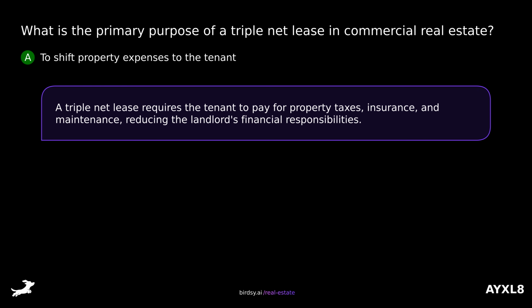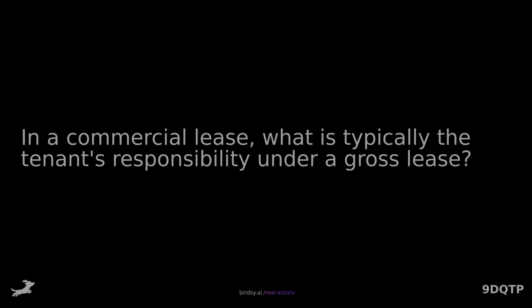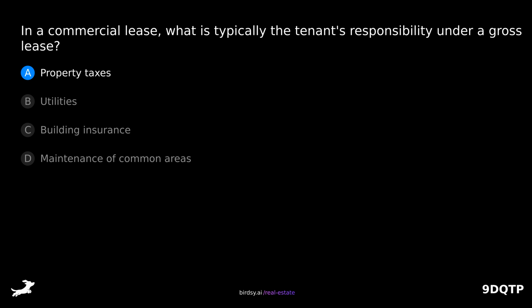A triple net lease requires the tenant to pay for property taxes, insurance, and maintenance, reducing the landlord's financial responsibilities. In a commercial lease, what is typically the tenant's responsibility under a gross lease? Is it A, property taxes? B, utilities? C, building insurance? Or D, maintenance of common areas? The answer is B, utilities.